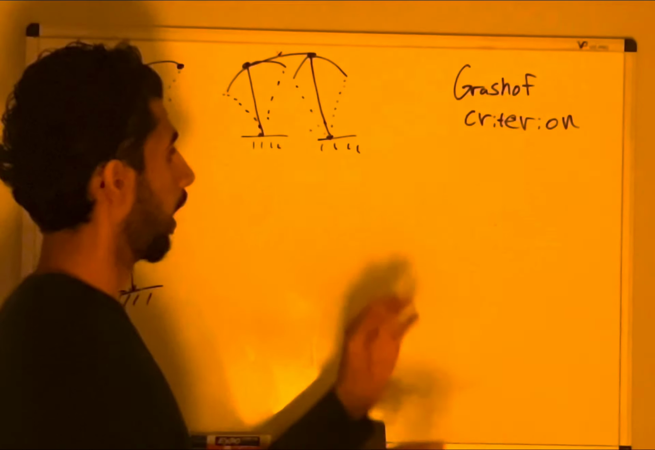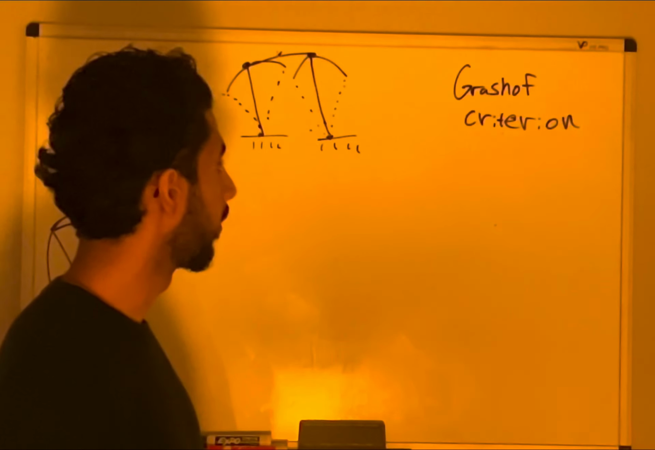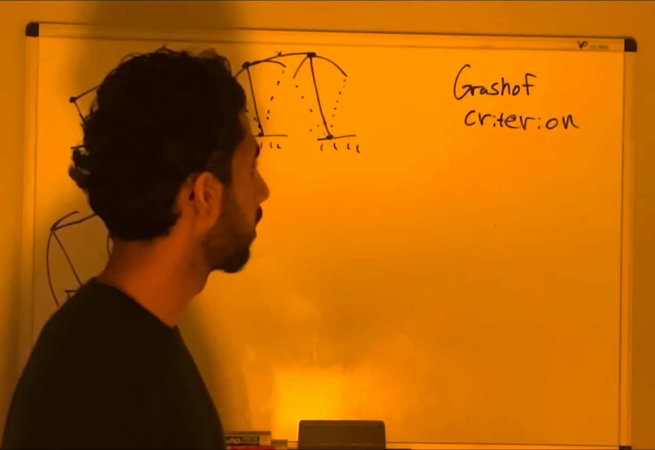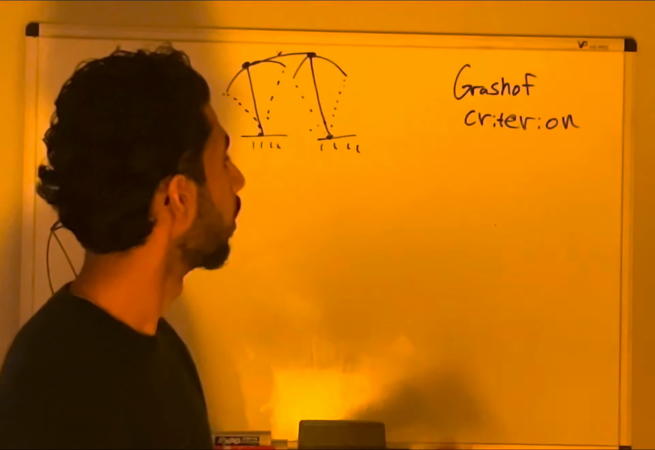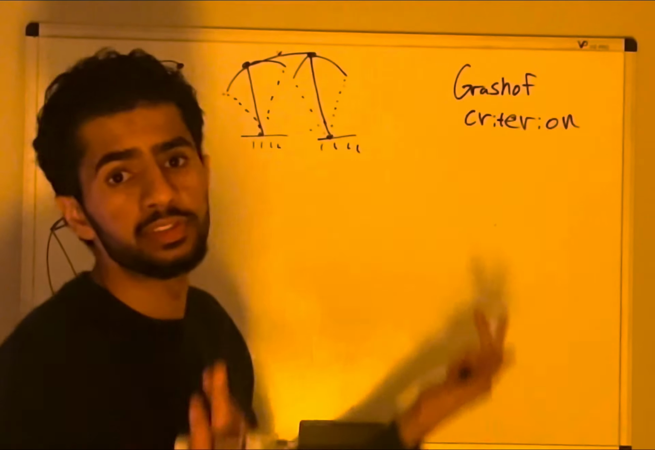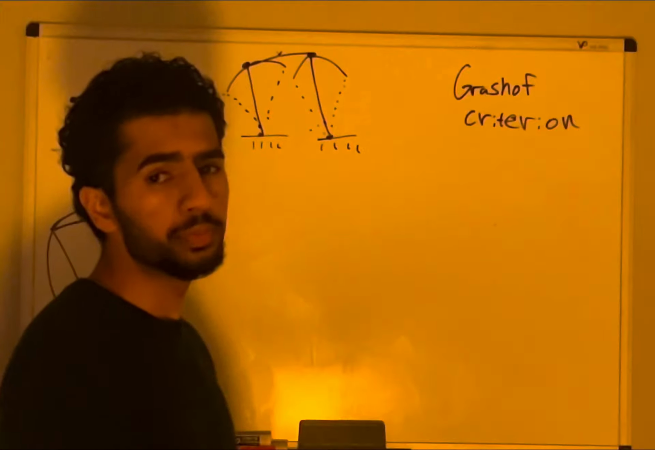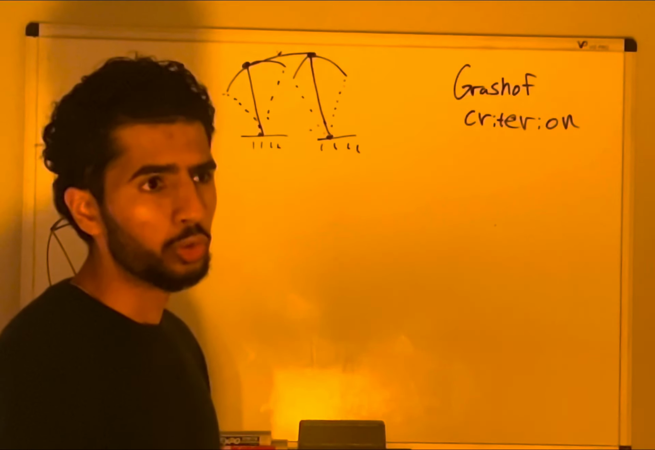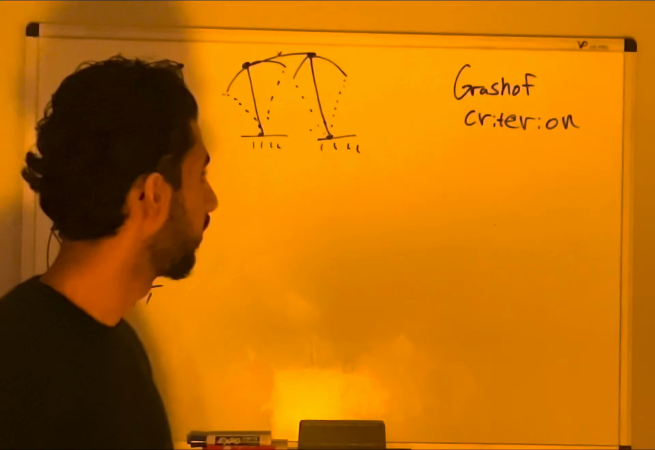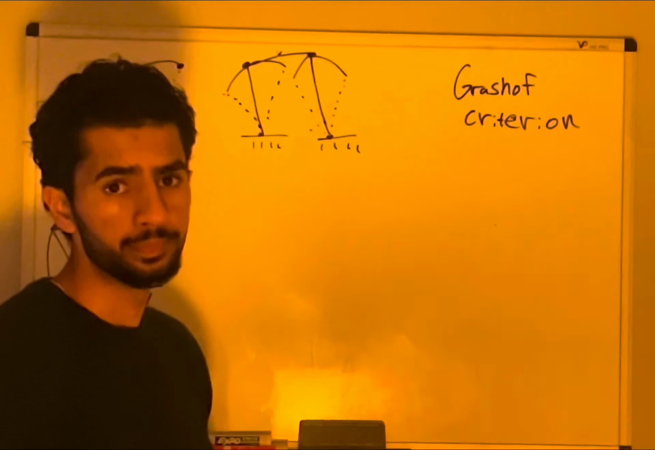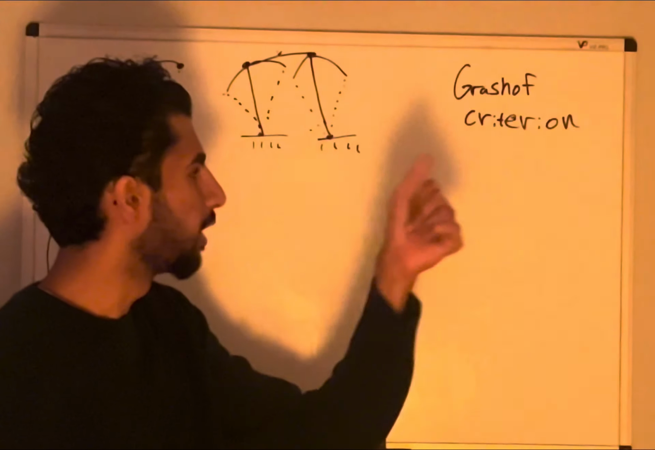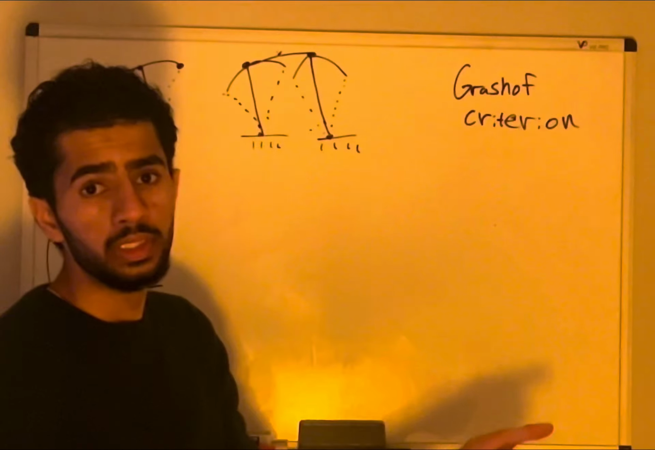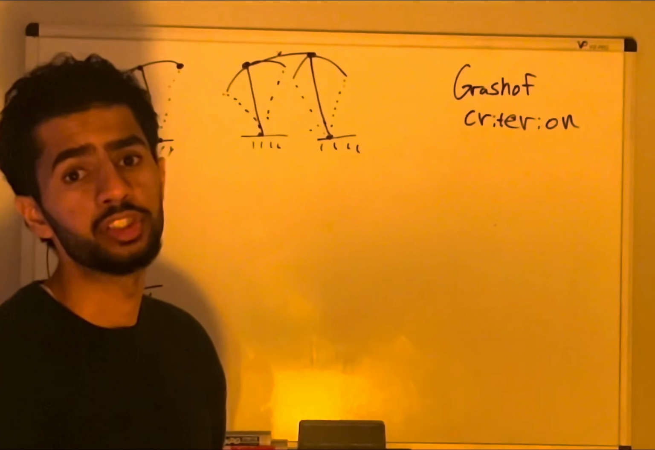Okay, hello and welcome. Today we're going to be covering Grashof's criterion and what it means. So what is this? Well, it's a principle we use in kinematics to determine the rotational behavior of a four-bar mechanism. And if this criterion is satisfied, it's said to be a class 1 kinematic chain.